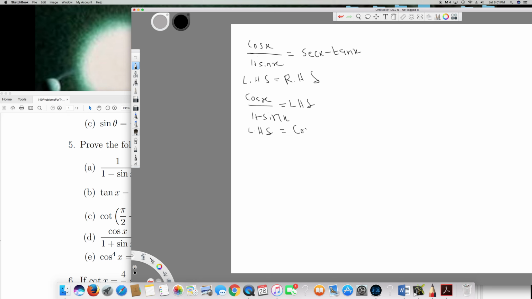So cos x multiplied by 1 minus sin x over 1 plus sin x multiplied by 1 minus sin x. From this, in the top, cos x multiplied by 1 is cos x, and cos x multiplied by sin x will be cos x sin x, so minus sin x cos x.